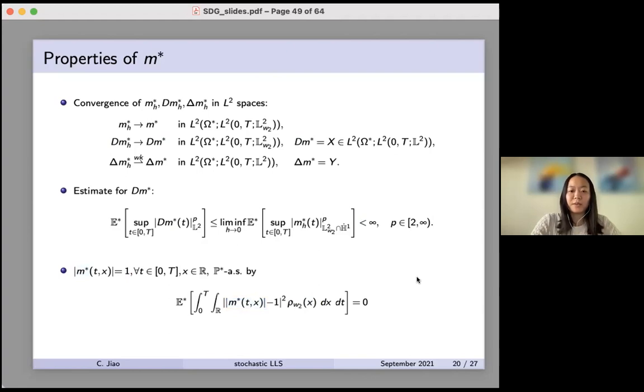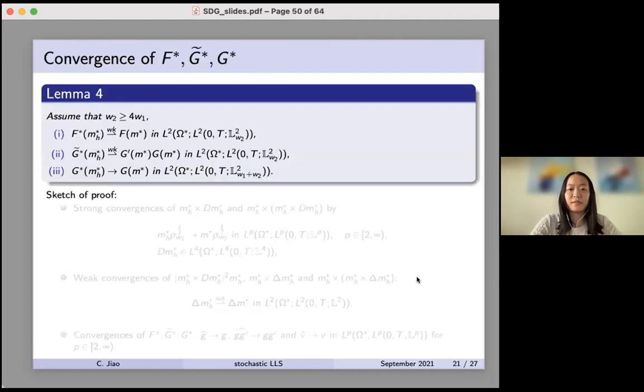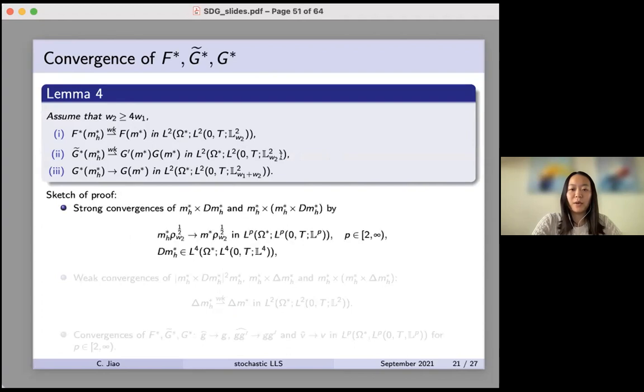So now we want to show that M star actually satisfies the stochastic LLS. To this end, we will need the convergence of the functions f star, g tilde star, and g star. The convergences of these functions in the L2 weighted spaces are quite straightforward by checking their components. So for the strong convergence of cross products related to gradients, we of course need the strong convergence of the gradient itself in L2 weighted space.